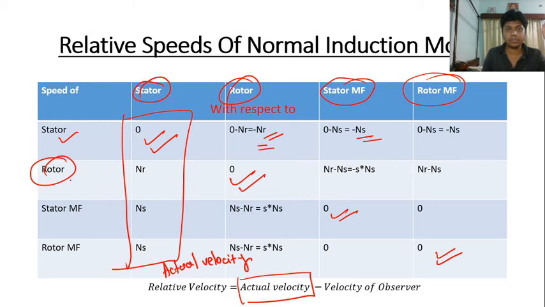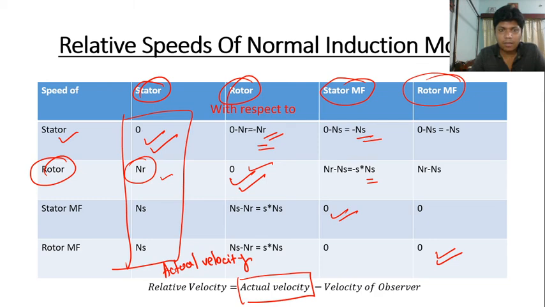So speed of the rotor with respect to rotor is simply rotor minus rotor speed, which is 0. When we calculate the speed of the rotor with respect to stator magnetic field, it is simply nr minus ns, which gives the value of minus s into ns, right? And in the fourth row, speed of the stator magnetic field with respect to rotor gives the slip speed, that is ns minus nr, and the speed of the stator magnetic field with respect to itself is always 0. Similarly, speed of the stator magnetic field with respect to rotor magnetic field will always give the value of 0.